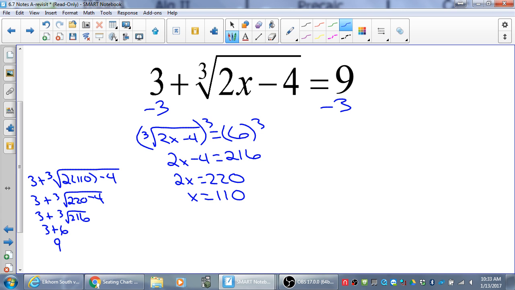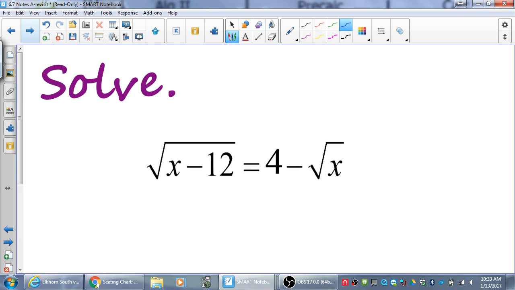Now you don't have to write it all out, I'm just asking you to check it. Because if it didn't work, we would write no solution. I'm looking for an answer if this didn't work, and it does. If it didn't, I'm looking for no solution. That's what you need to write. But this one happens to work. Let's try the next one.